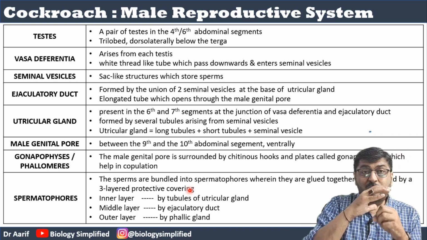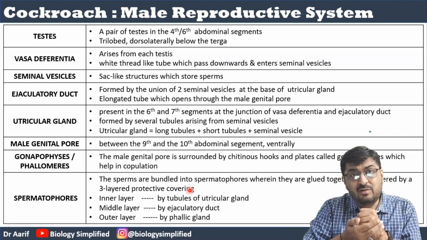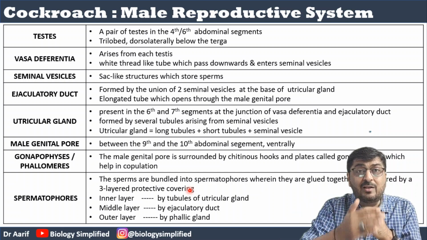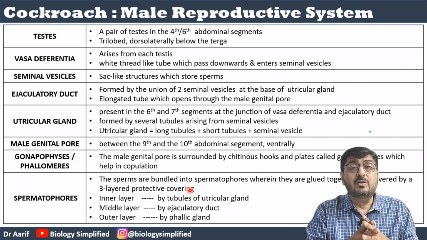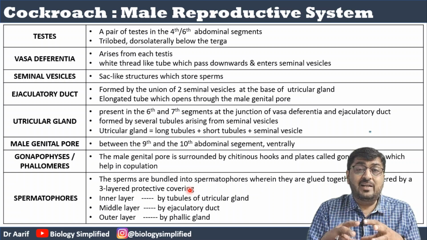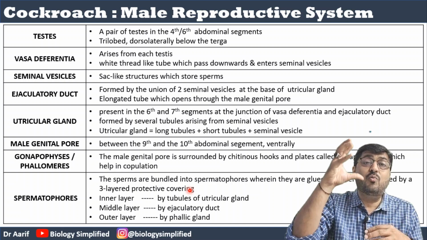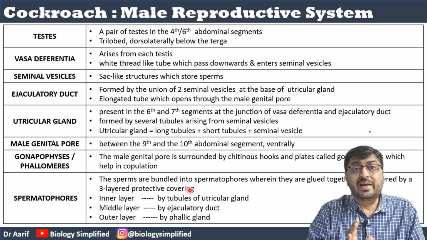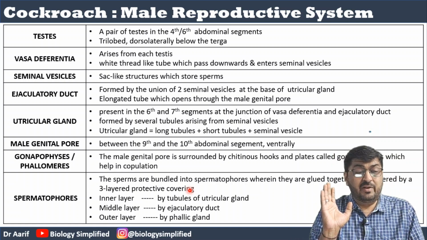So how many layers form over the sperms? 3. The first is utricular, the second is the ejaculatory secretion and the third is from the phallic gland, the conglobate gland. So how many layers have come over the sperms? 3 layers. And this whole bundle made with 3 layers, we call it a spermatophore. At the time of ejaculation, the male cockroach deposits the entire spermatophore in the genital pouch of the female. It is the entire spermatophore which is deposited. Are we clear with this, please?